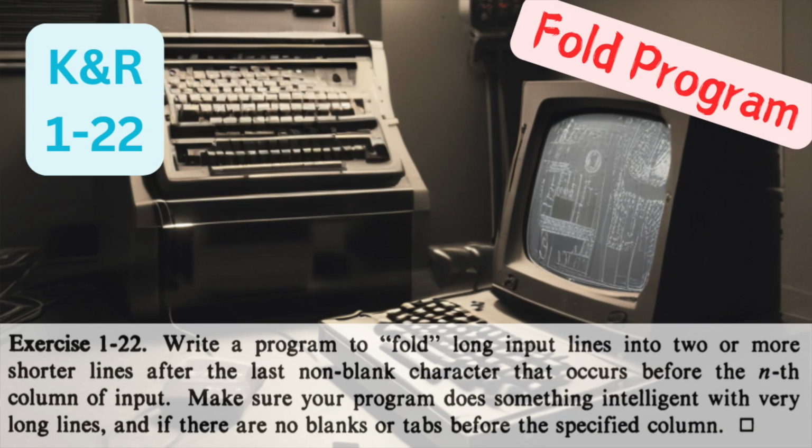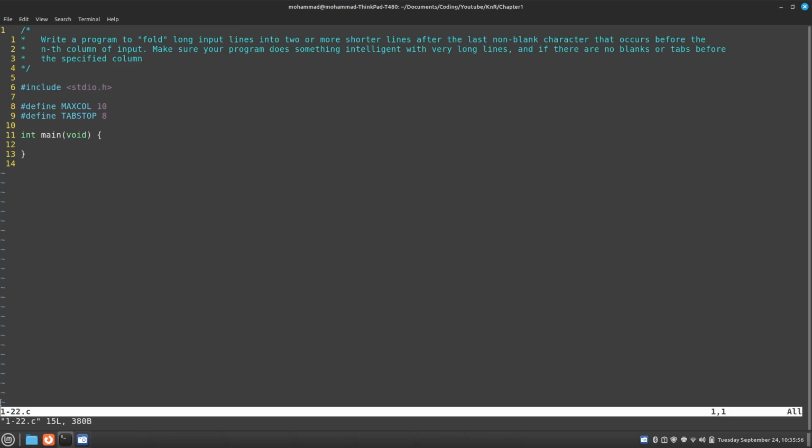In this video, I'll be going through the solution to exercise 1.22 from The C Programming Language textbook by Kernighan and Ritchie. Exercise 1.22 says to write a program to fold long input lines into two or more shorter lines after the last non-blank character that occurs before the nth column of input. Make sure your program does something intelligent with very long lines, and if there are no blanks or tabs before the specified column. Now here I have two constants defined: the maximum column width and what my current tab stop is in my terminal.